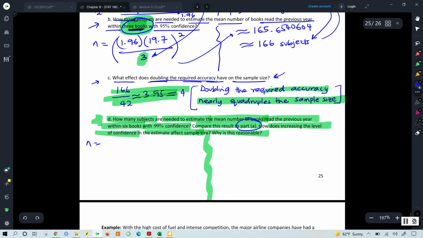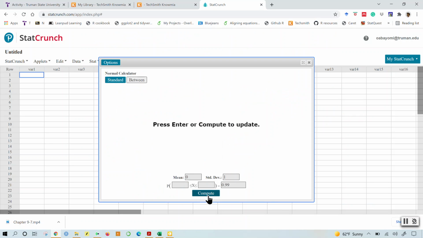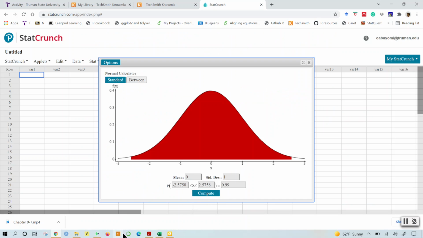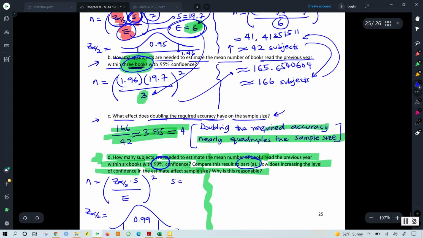In part A, we use the formula (Z of alpha over 2 multiplied by S all over E) all squared. To find our Z of alpha over 2, we went to StatCrunch. This time, we want within 99%. So I'm going to go to StatCrunch, change this to 99 and compute. This is 2.575 approximately.